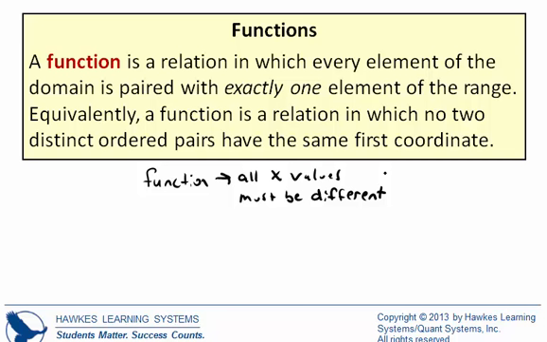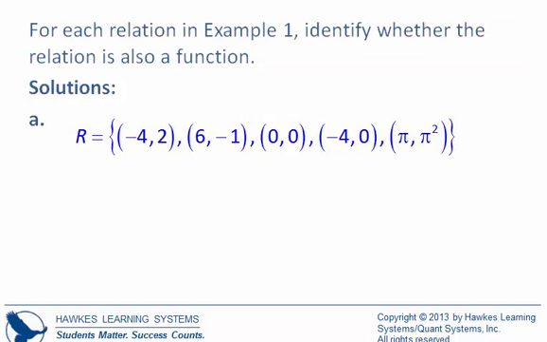With that in mind, let's look at a few examples. For each relation in example 1 that we did in the last video, identify whether the relation is also a function. Our first example was one where we were given 5 ordered pairs. Does this relation represent a function? We will look solely at the x values, and make sure that all of the x values are different. If they are, we have a function. If they're not, then the relation is not a function.